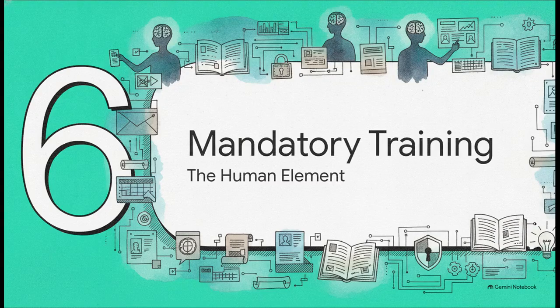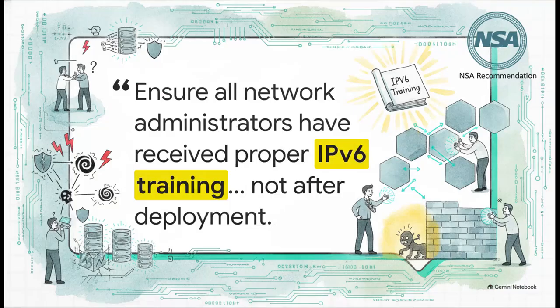Section 6. Mandatory IPv6 training, the human element. Finally, we reach the foundational layer that secures literally every technical control we've discussed so far. The lowest maturity always yields the highest risk. The NSA explicitly recommends that proper IPv6 training must be a prerequisite for all network and security staff. This education has to happen before they administer these networks, not as some panicked afterthought once the network is already live and you're actively hunting a breach.